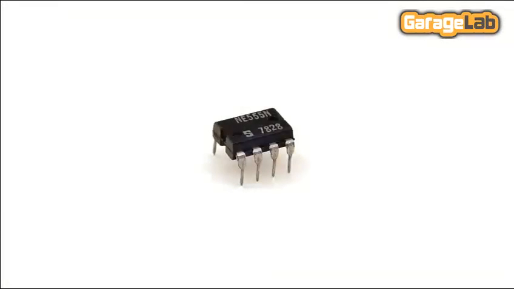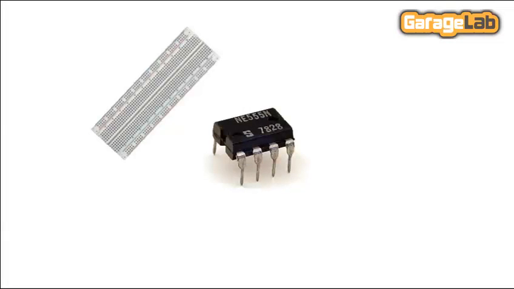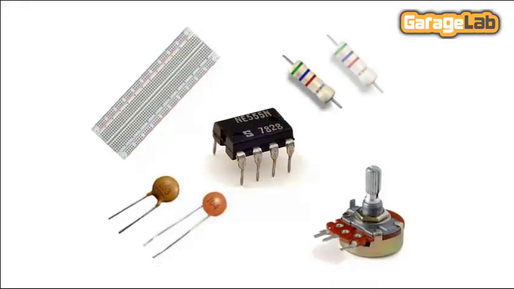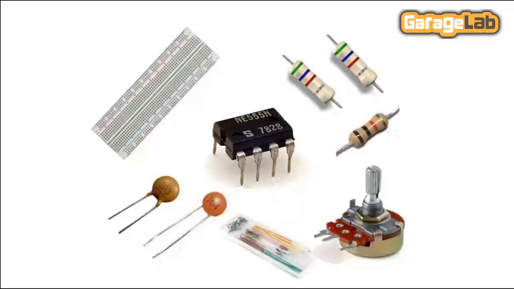The material list is one IC555, a breadboard, a potentiometer of 100K, one 10 nanofarads capacitor, a 100 nanofarads capacitor, 2 resistors of 5K6 ohms, 1 resistor of 1K ohm, jumper wires, and an LED.